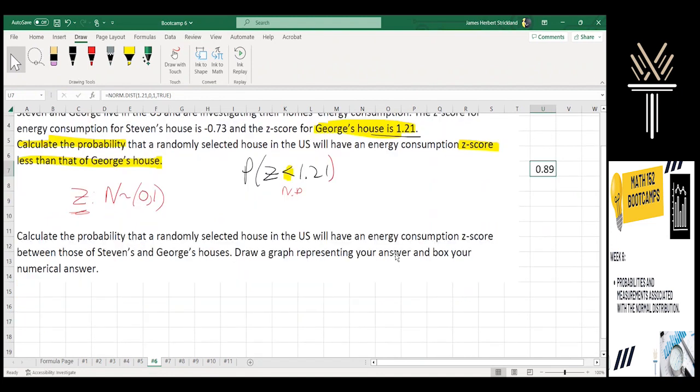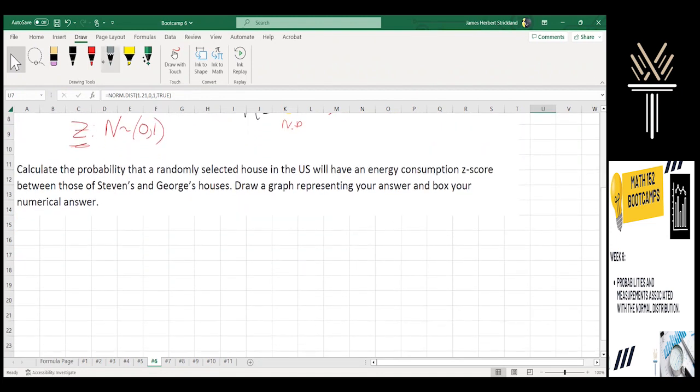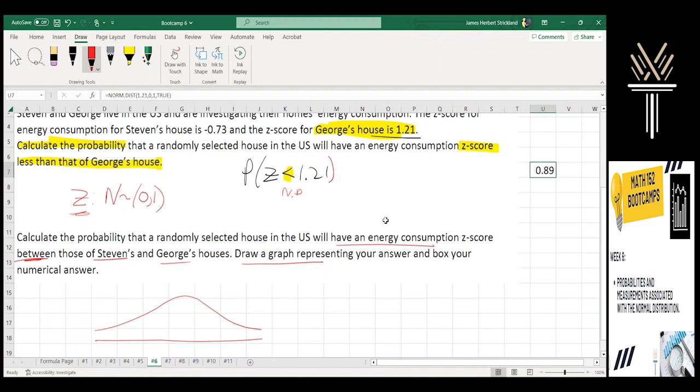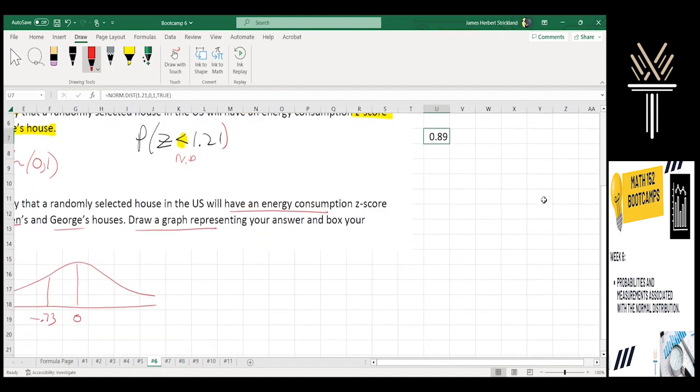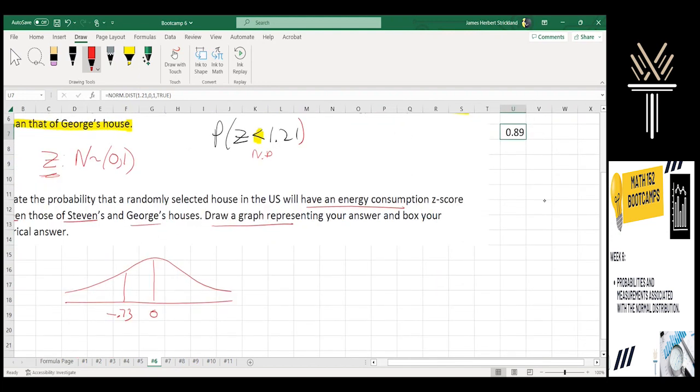Okay. Next one says calculate the probability that we're going to have an energy level between Steve and George. They want us to draw a graph this time. So we're just going to draw our normal distribution. We're going to label Steve and George's numbers. Steve is negative 0.73. So we know for z world, 0 is the center. Steve is over here somewhere, negative 0.73. And George was 1.21. My memory is terrible, so somewhere over here.